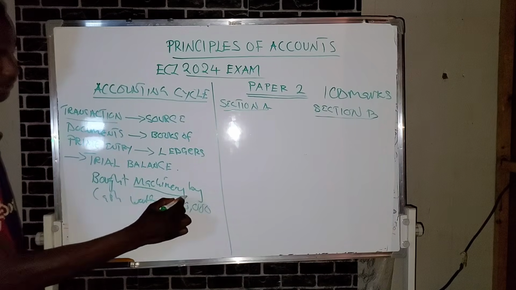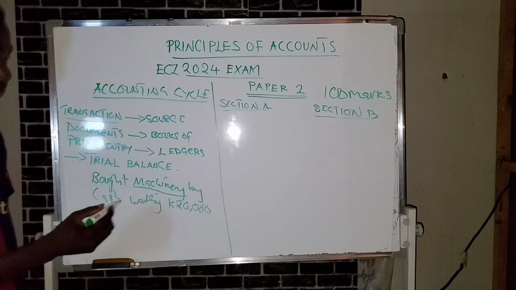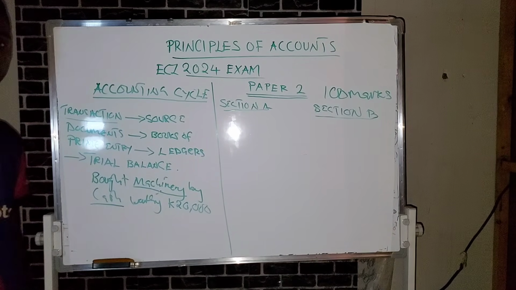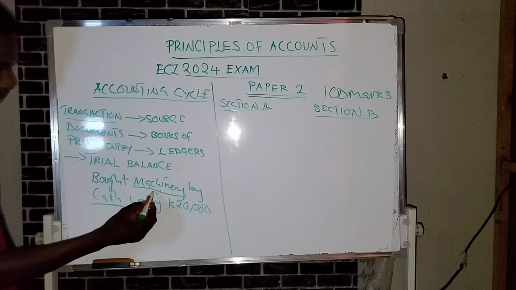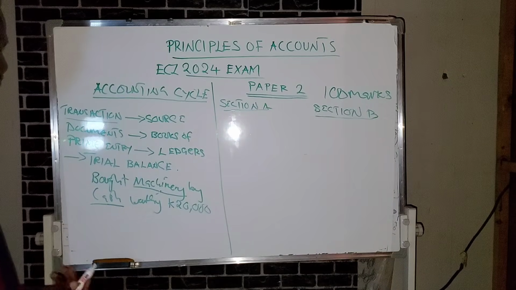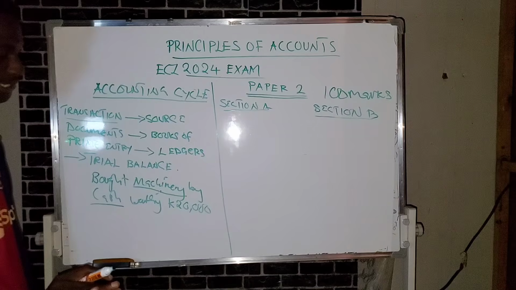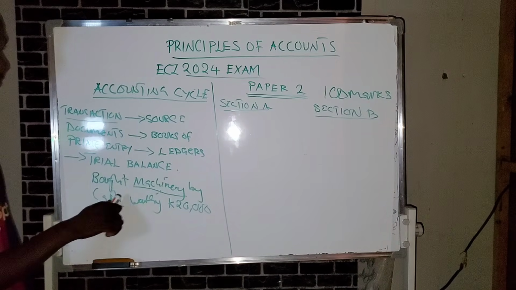We know what we bought. So we bought machinery, so you should open a machinery account. What else? And a cash account. We didn't use bank or credit. So you have a machinery account and a cash account here. So you should know the book where we record cash transactions. Where we record what? Cash transactions.